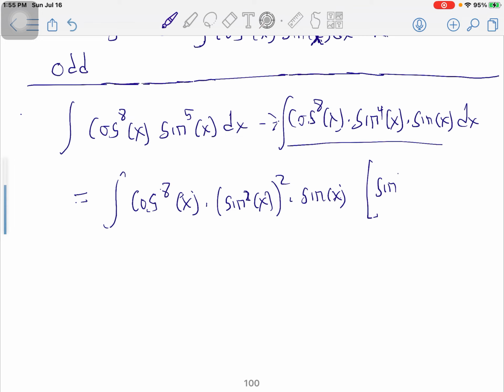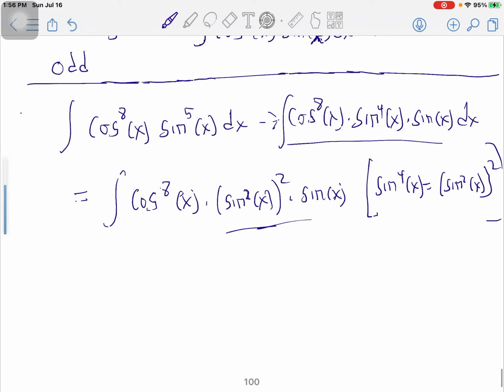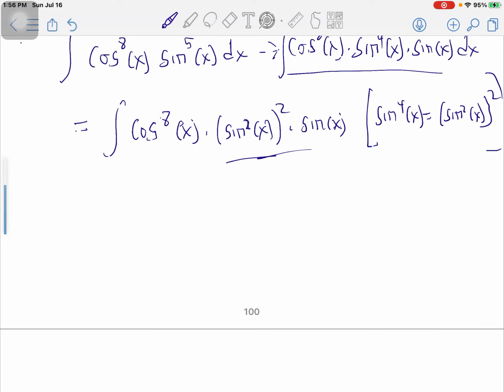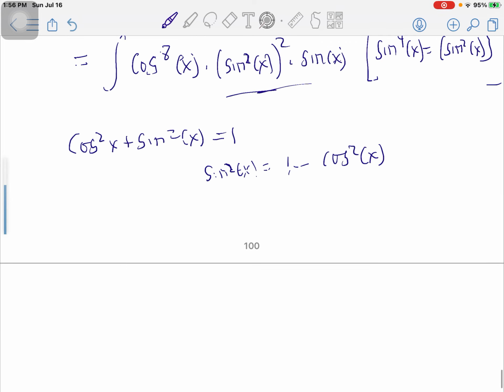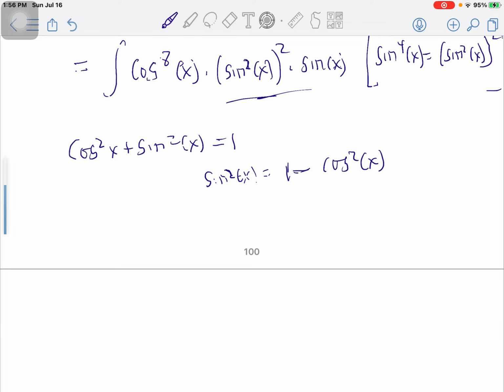What I did here was write sin^4(x) as sin^2(x) all squared, and I replaced it here. The next step is to use the trig identity cos^2(x) plus sin^2(x) equals 1. Since we want to replace the sine, we can say that sin^2(x) is equal to 1 minus cos^2(x). Having it as 1 minus cos^2(x), we can substitute it inside.